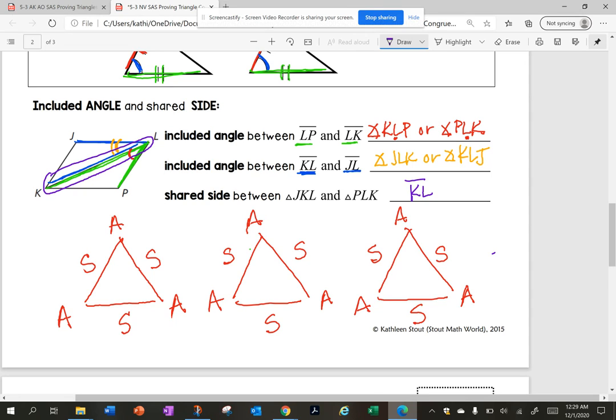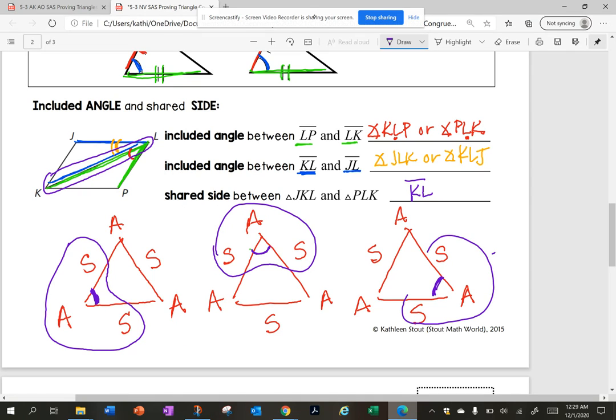Okay, so when I am using side angle side triangle congruence, if this is my angle, these are the side angle side that I need. If this would be my angle, these would be side angle side. Or if this is my angle, side angle side. So they are in a row, okay? They're consecutive. Okay, let's do a proof.